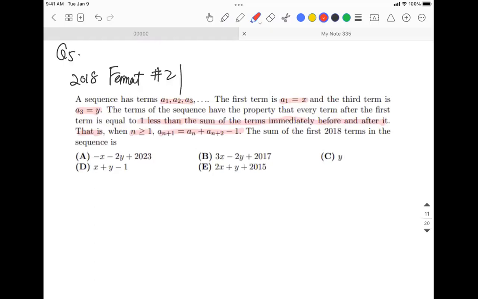With all that information, the question asks you, what is the sum of the first 2018 terms in this sequence? The question is not asking for the value of a2018, it's the total sum of the first 2018 terms.